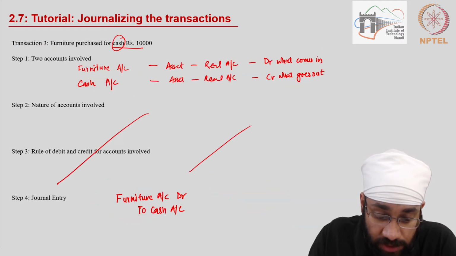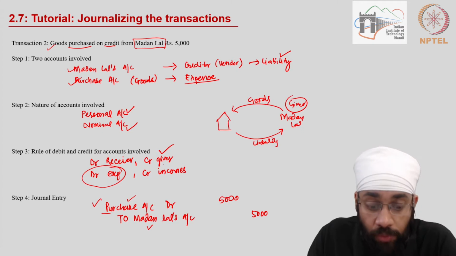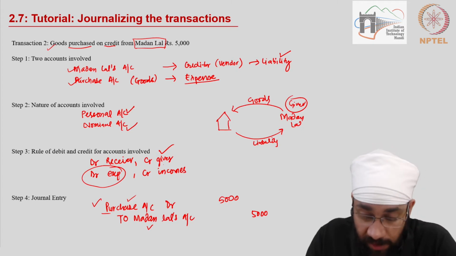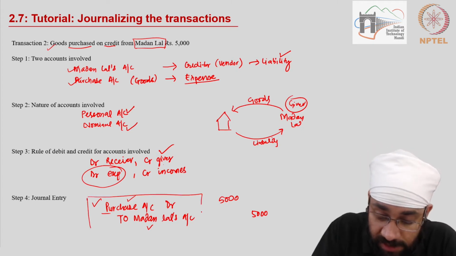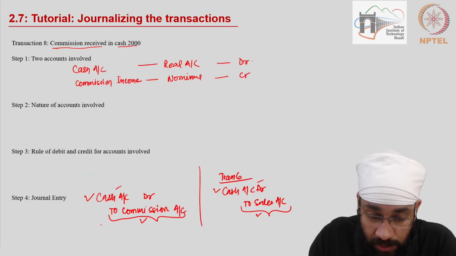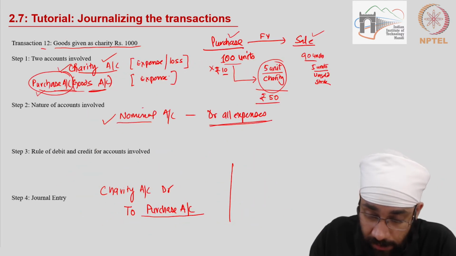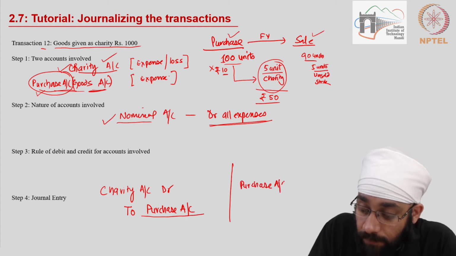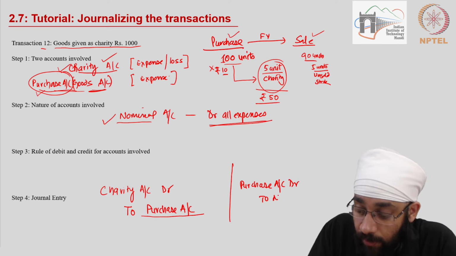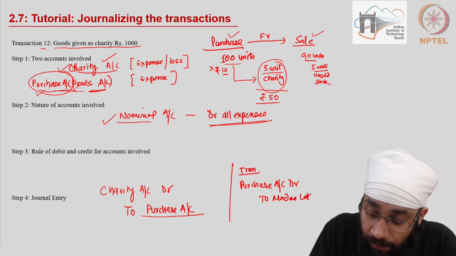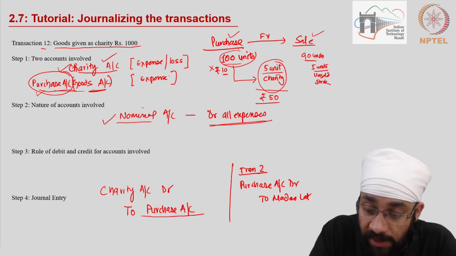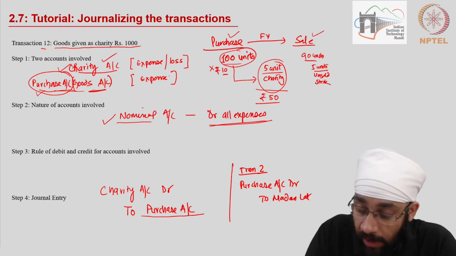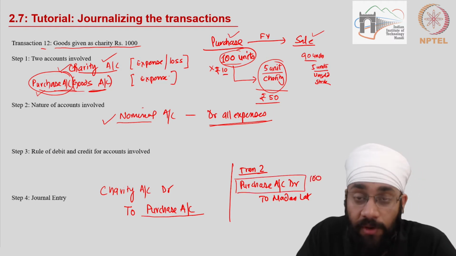We had transaction number 2 where you purchase goods from your vendor and the journal entry is purchase debit to your vendor. Purchase account debit to your vendor whose name is Madanlar. This was transaction 2. So let's say you had bought these 100 units from Madanlar in the beginning, and in the purchase account you wrote those 100 units here.